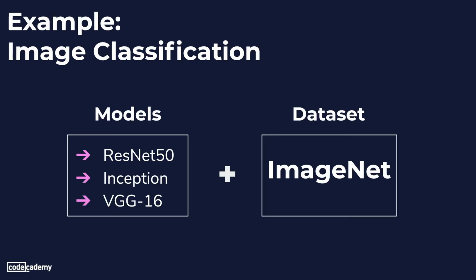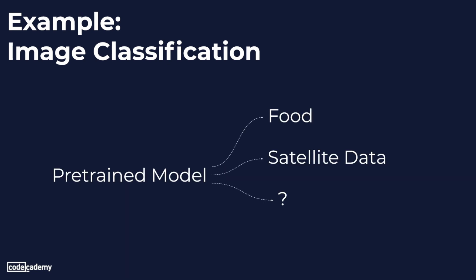Let's consider an example, image classification. There are a few large convolutional neural networks that are accepted as standards in the computer vision community. These models can be trained, for example, on ImageNet, an image dataset containing labeled images of millions of objects. From there, these large models can then be fine-tuned on any image-related task, from classifying food to parsing satellite data.